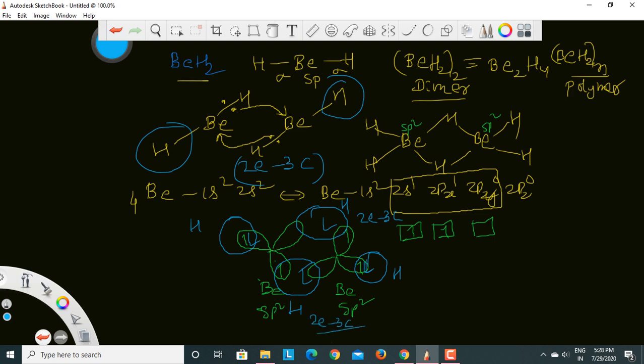Fortunately, here you need not worry about the orientation and the bond plane, because all sp2 hybrid orbitals are planar. So all will stay in the same plane. So here hydrogen bonding is there, so you will get two terminal hydrogens.